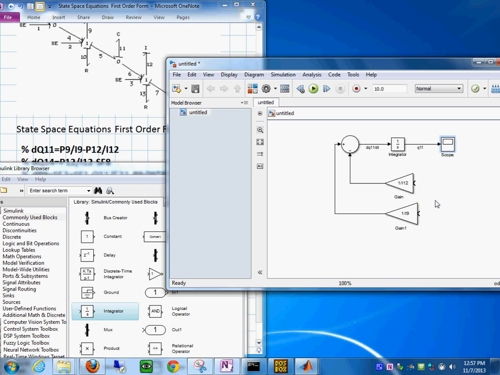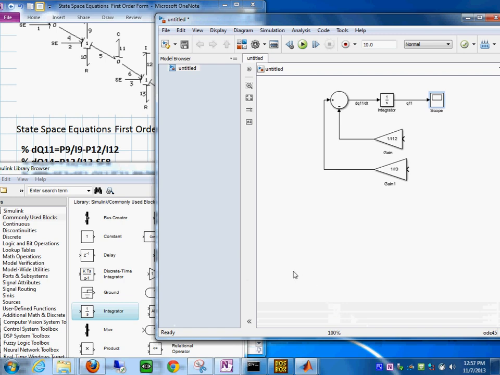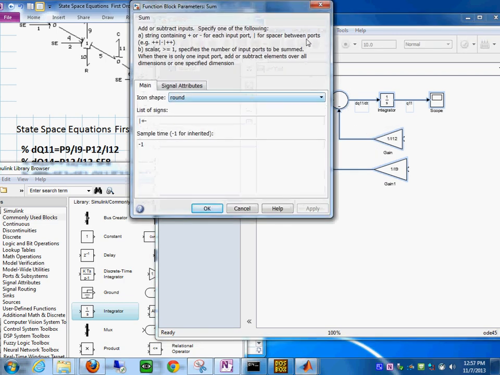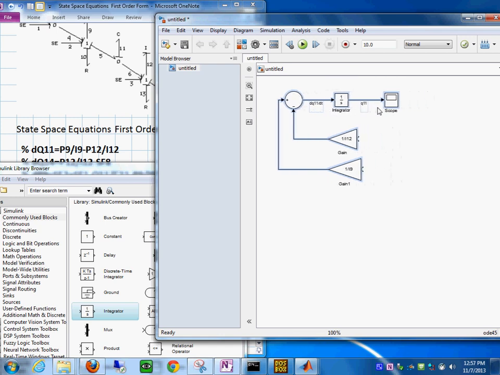These connections obviously depend on P9 and P12, which we do not have yet. So we need to work it out in such a way that we have those. Let's just move the whole thing to the left so that we make some space.